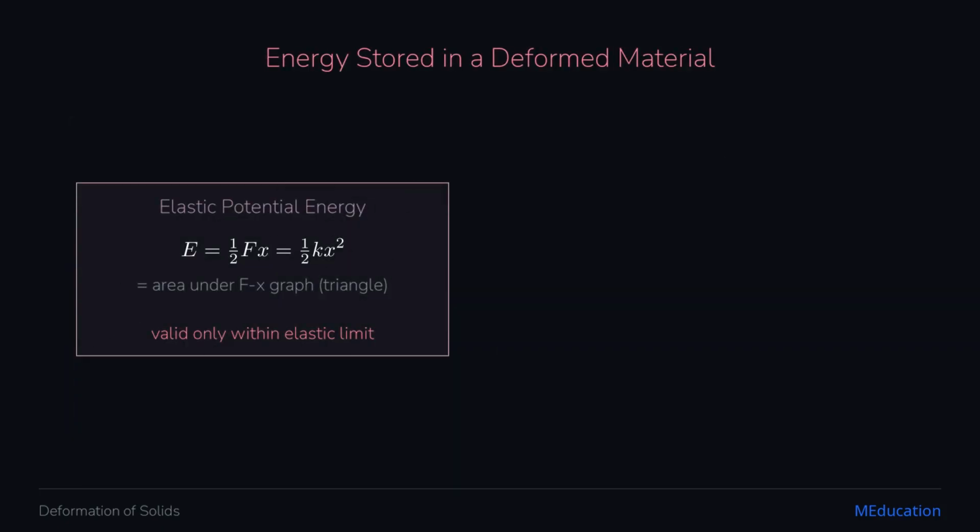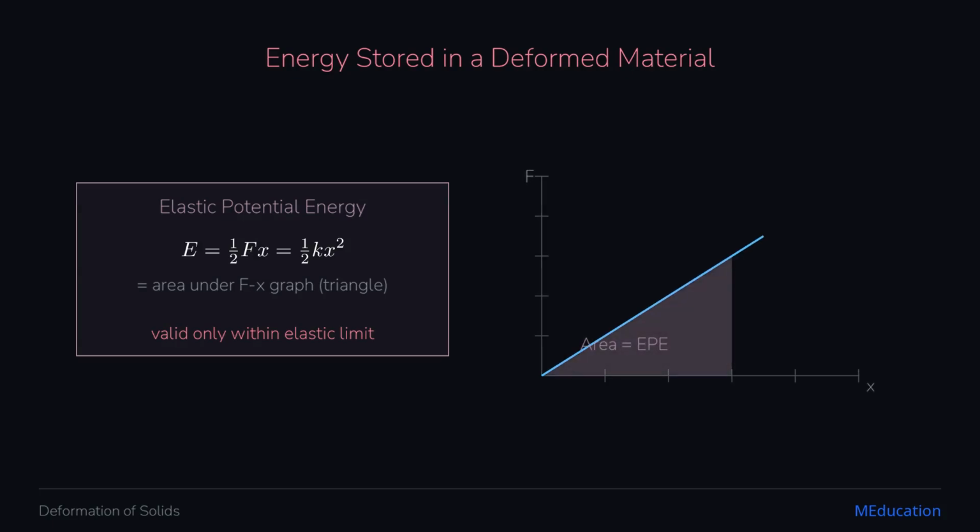When you stretch a spring within its elastic limit, you do work on it, and that work is stored as elastic potential energy. The energy stored equals the area under the force-extension graph. For a spring obeying Hooke's law, that area is a triangle, so the elastic potential energy equals 1/2 times F times x, which is also 1/2 kx squared.